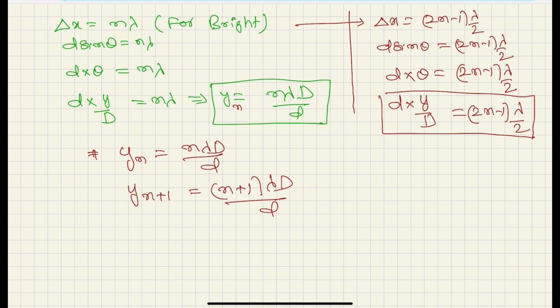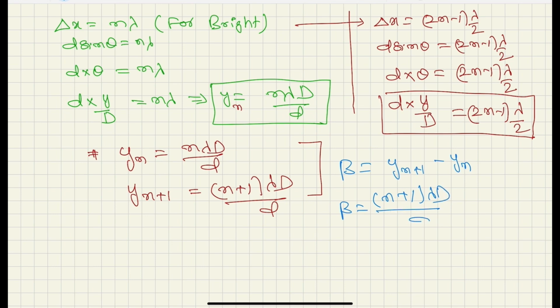So what is the fringe width? Fringe width means beta. Beta is equal to y n plus 1 minus yn, that is, the n plus 1th bright minus the nth bright. So beta is equal to the n plus 1th bright, which is n plus 1 into lambda D by d, minus n lambda D by d.